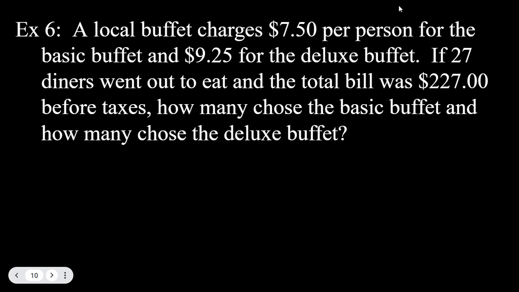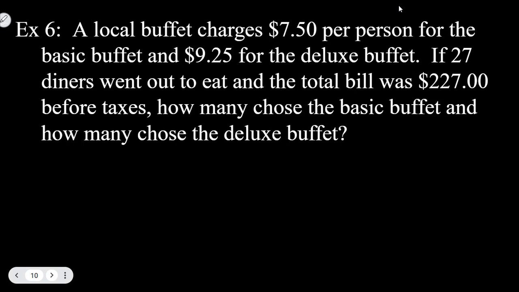So let's get to the first one here. It says, a local buffet charges $7.50 per person for the basic buffet and $9.25 for the deluxe buffet. If 27 diners went out to eat and the total bill was $227 before taxes, how many chose the basic buffet and how many chose the deluxe buffet? All right. So what are we going to want to represent with our variables?